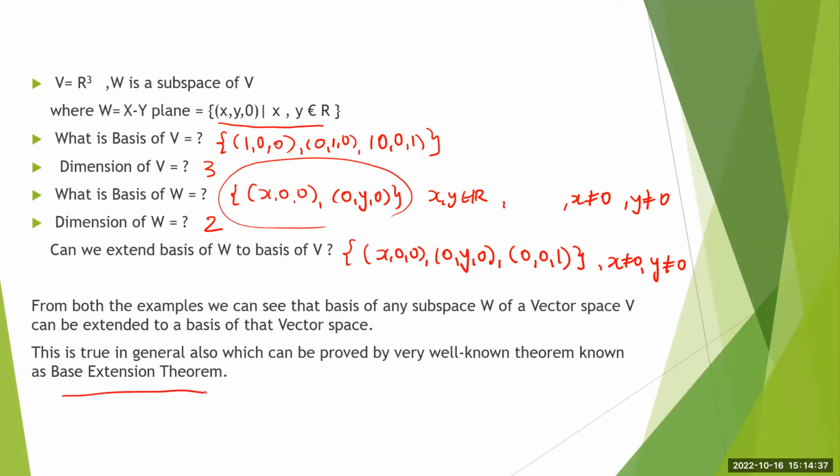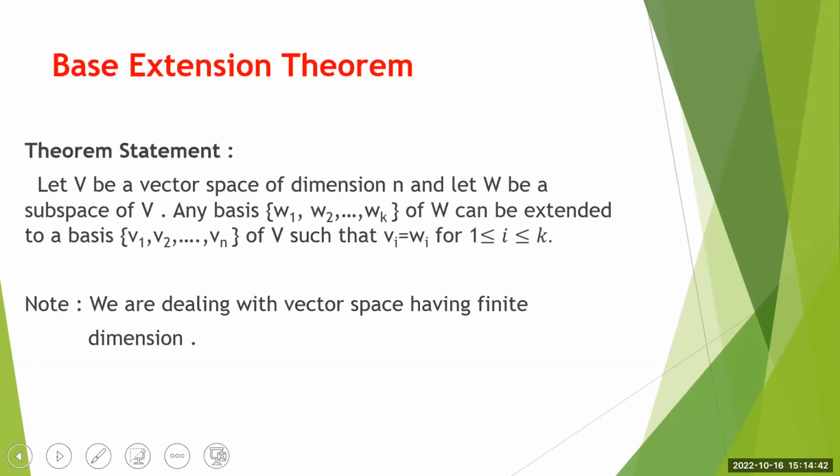known as the Basis Extension theorem. I will just be giving the statement. I will not go into the proof of this theorem. The Basis Extension theorem states: let V be a vector space of dimension n and let W be a subspace of vector space V. So the basis of subspace W are W1, W2 up to Wk, and this can be extended to the basis of vector space V, which are V1, V2 up to Vn, such that Vi is equal to Wi for 1 less than or equal to i less than or equal to k.